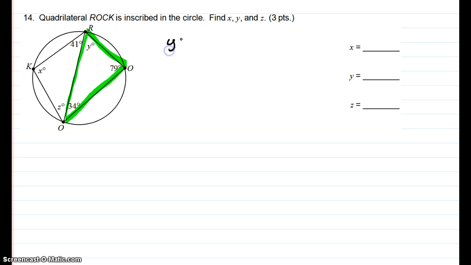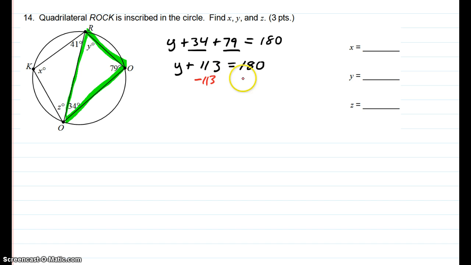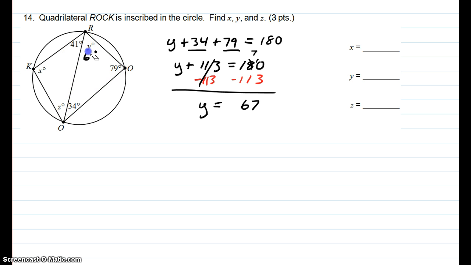All right, so this is going to be y plus 34 plus 79 is equal to 180. So we combine the 34 and 79, and that's going to give us 113. Now minus the 113 from both sides. So we get y equals 67. So that means that this angle here is 67 degrees. All right, so now we're going to use this 67 now.